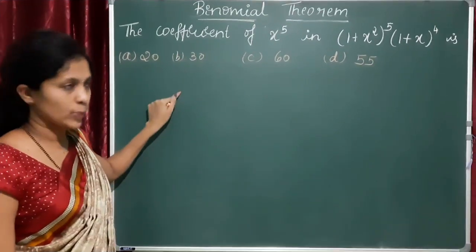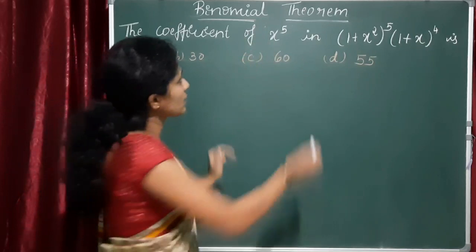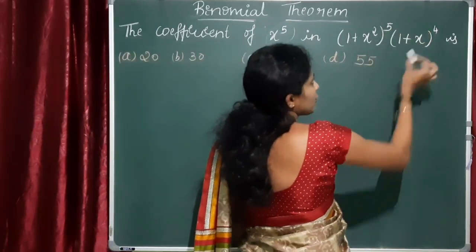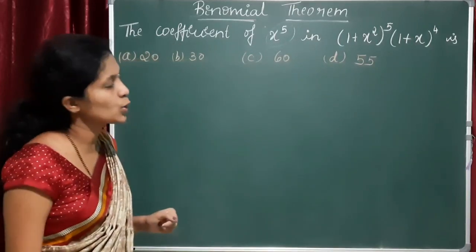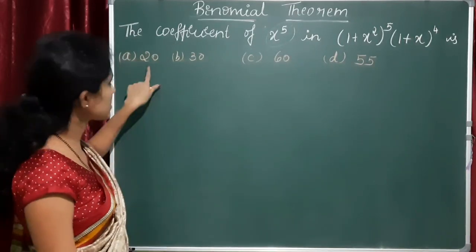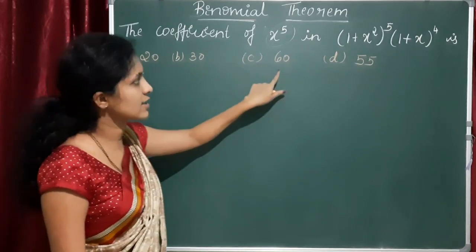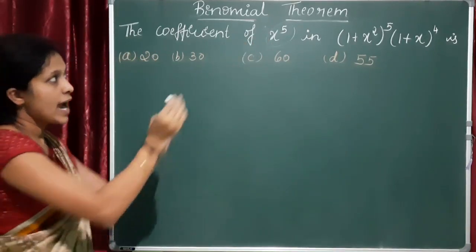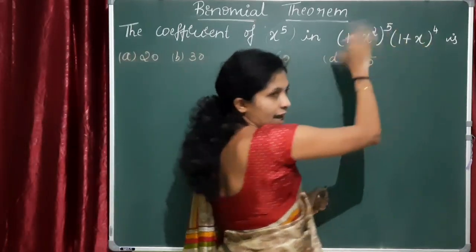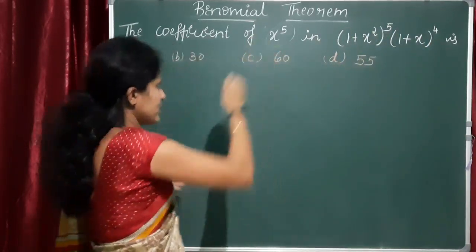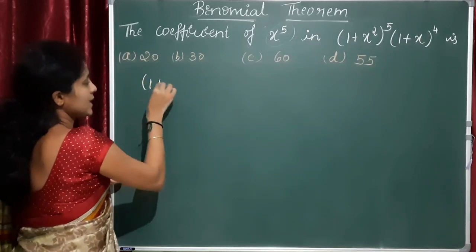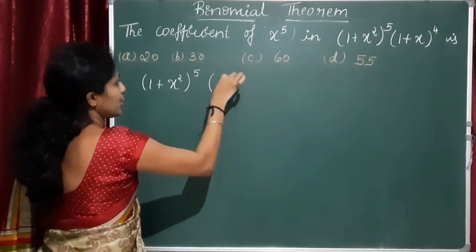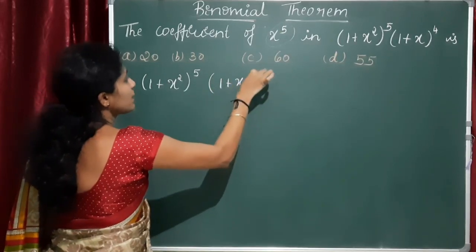Actually, you can try with this problem. The coefficient of x to the power 5 in the expansion of (1 plus x square) whole to the power 5 into (1 plus x) whole to the power 4. Options: 20, 30, 60, 55. So we are finding the coefficient of x to the power 5, and here two expansions are given and their product is there. First we will expand that one.